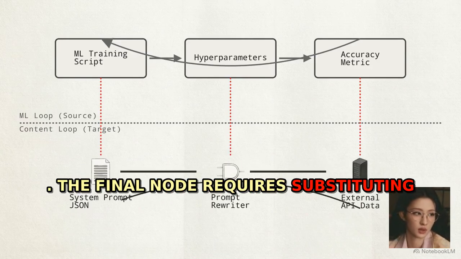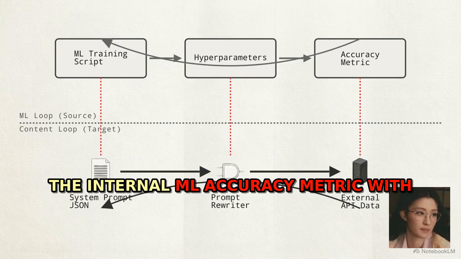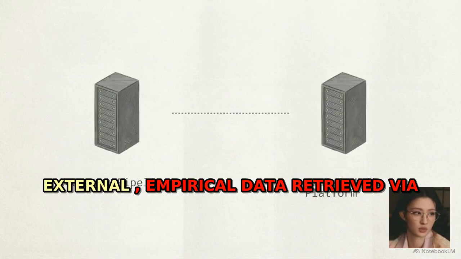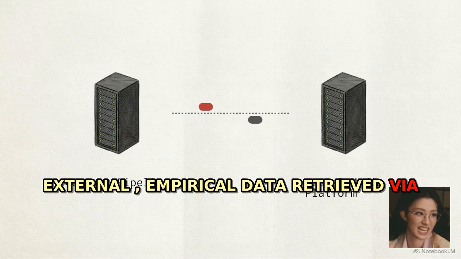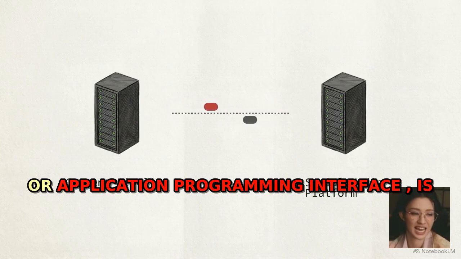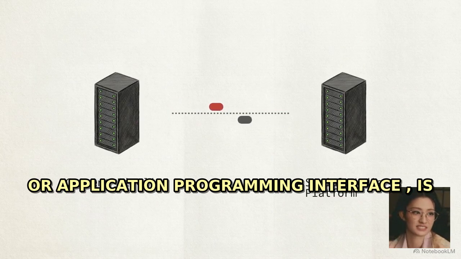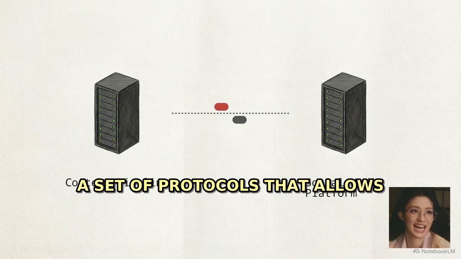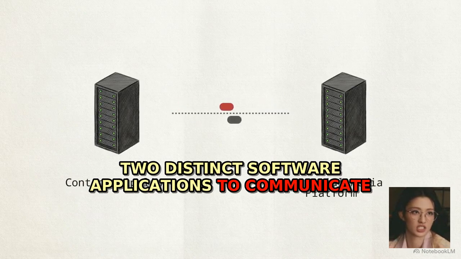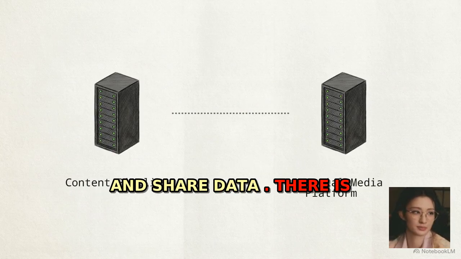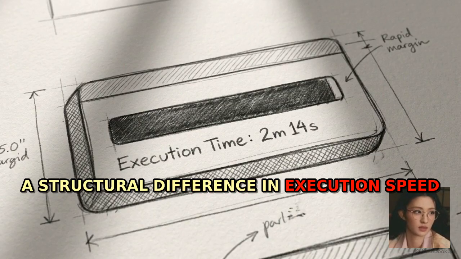The final node requires substituting the internal ML accuracy metric with external empirical data retrieved via an API. An API, or Application Programming Interface, is a set of protocols that allows 2 distinct software applications to communicate and share data. There is a structural difference in execution speed.